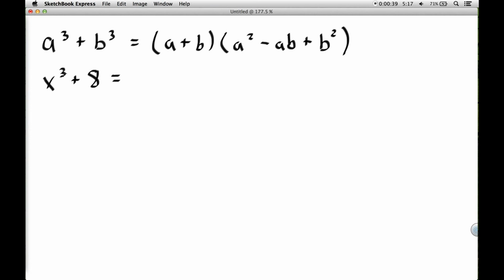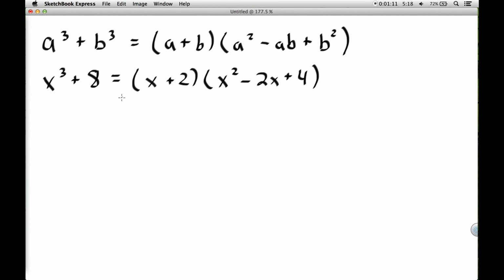Cube root of x cubed, what times itself will be x cubed? Well, it's just x. X times x times x is x cubed. And the cube root of 8 is 2. So this will be a plus b is x plus 2 times a squared is x squared minus ab. A is x and b is 2, so minus 2x plus b squared, so plus 2 squared, plus 4. There we go.